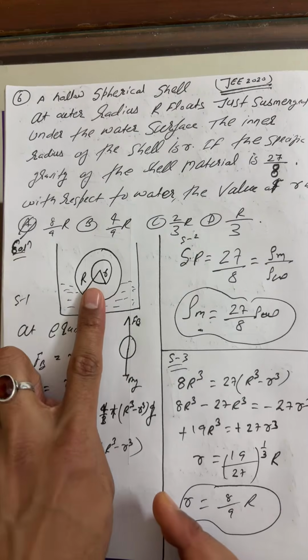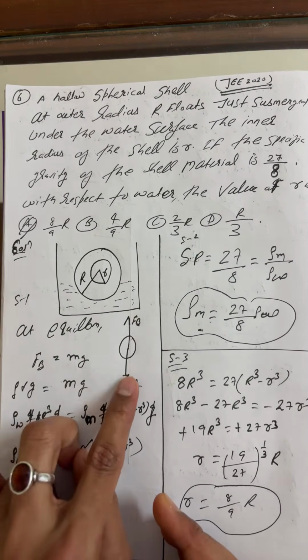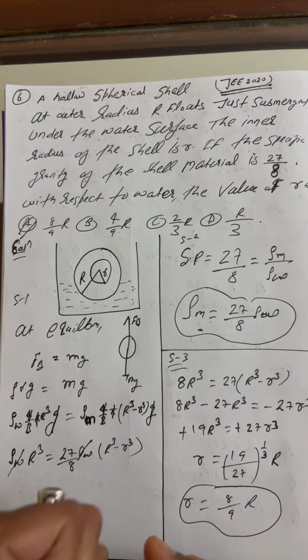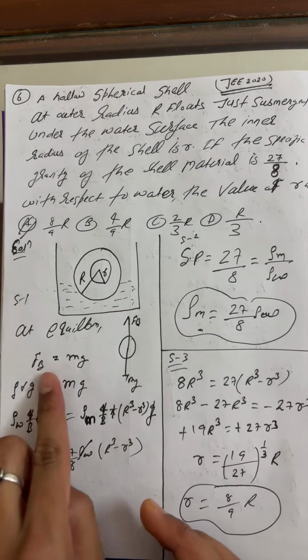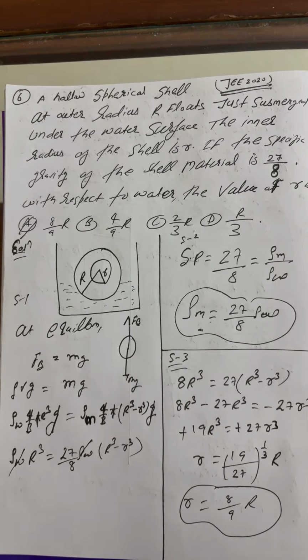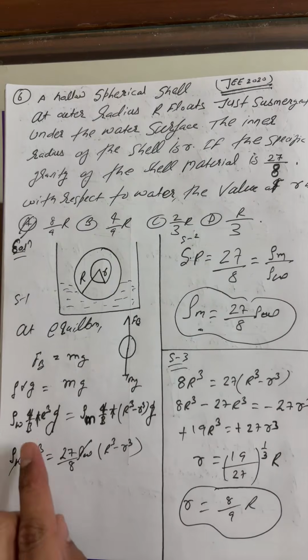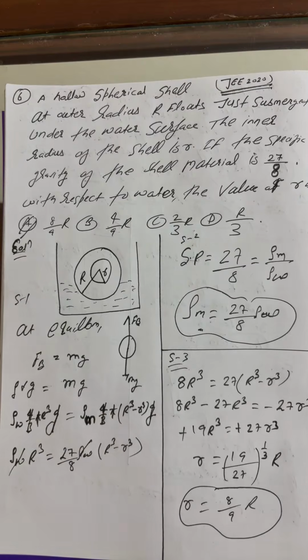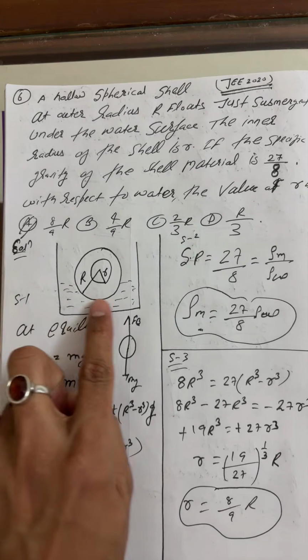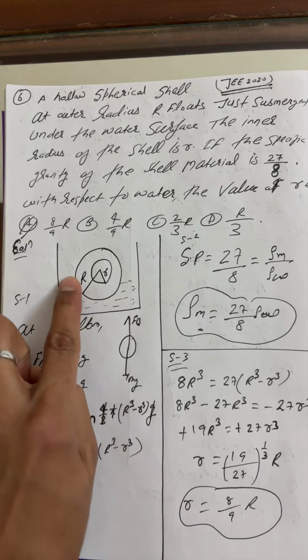This is at the equilibrium condition. Just equate the buoyancy force to mg. This is a very common mistake done by the students. Also, I have seen it in today's classroom. Many students made this mistake. Everyone wrote this side also minus, this side also minus. No, this buoyancy force is acting on this surface only.